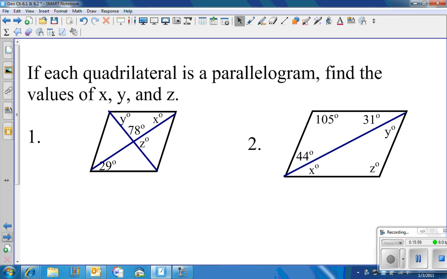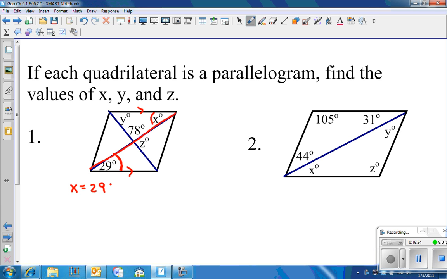All right, so it is a parallelogram, it tells me that. Find the values of x, y, and z. Well, the easiest one to find, this is 29. Remember parallel lines and transversals? One's opposite of it, alternate interior angles. They're going to be equal. So x equals 29 degrees.